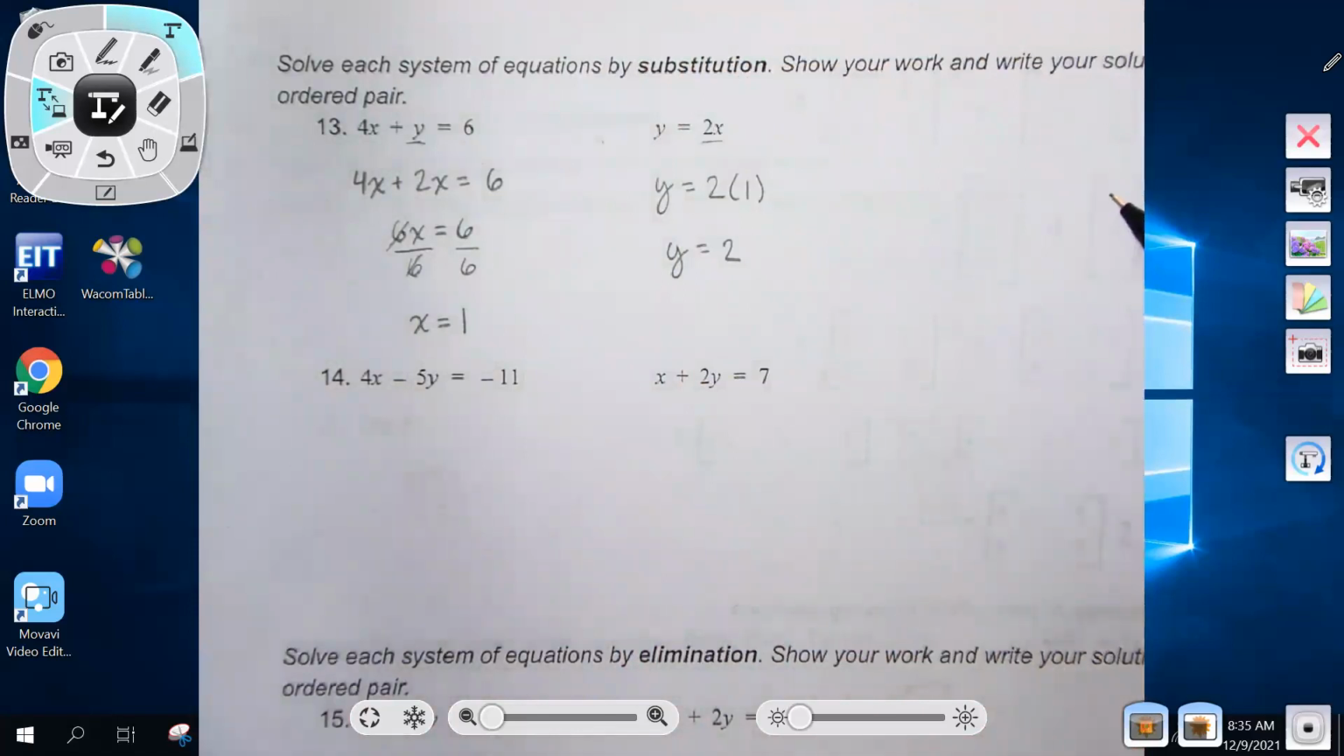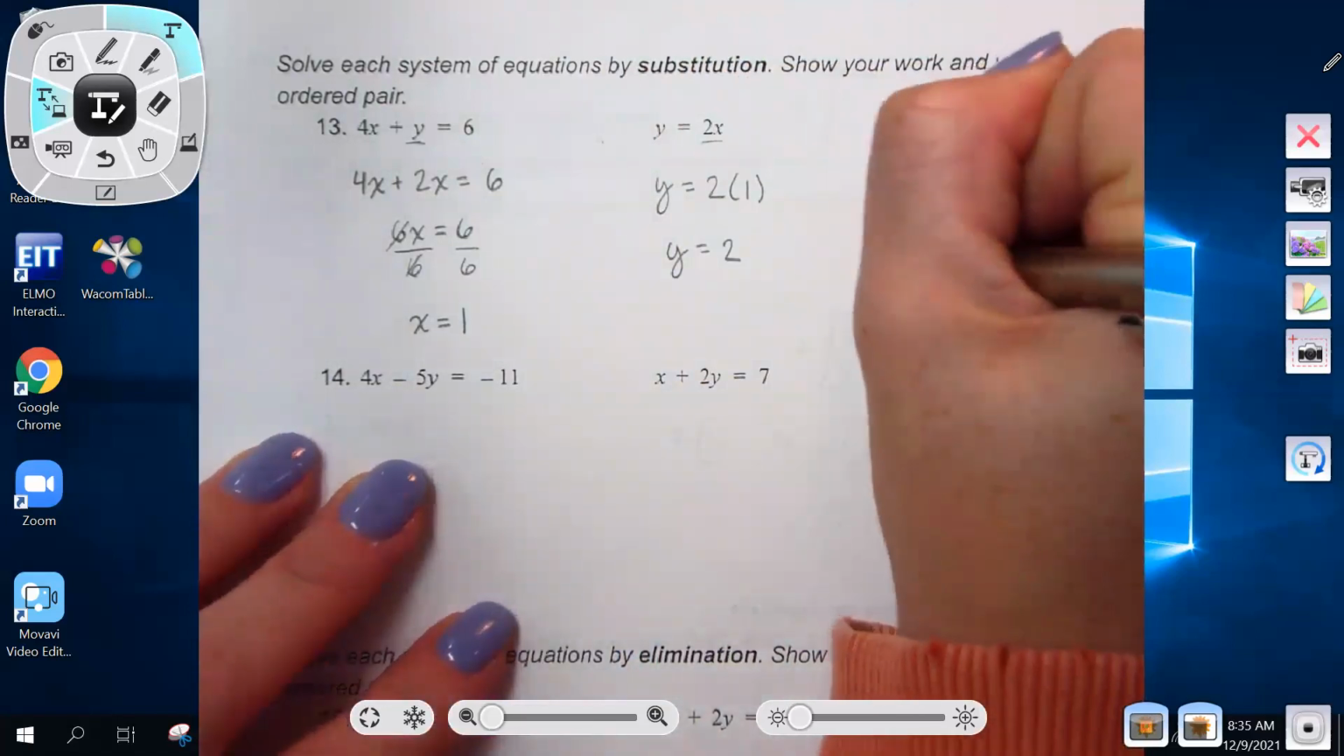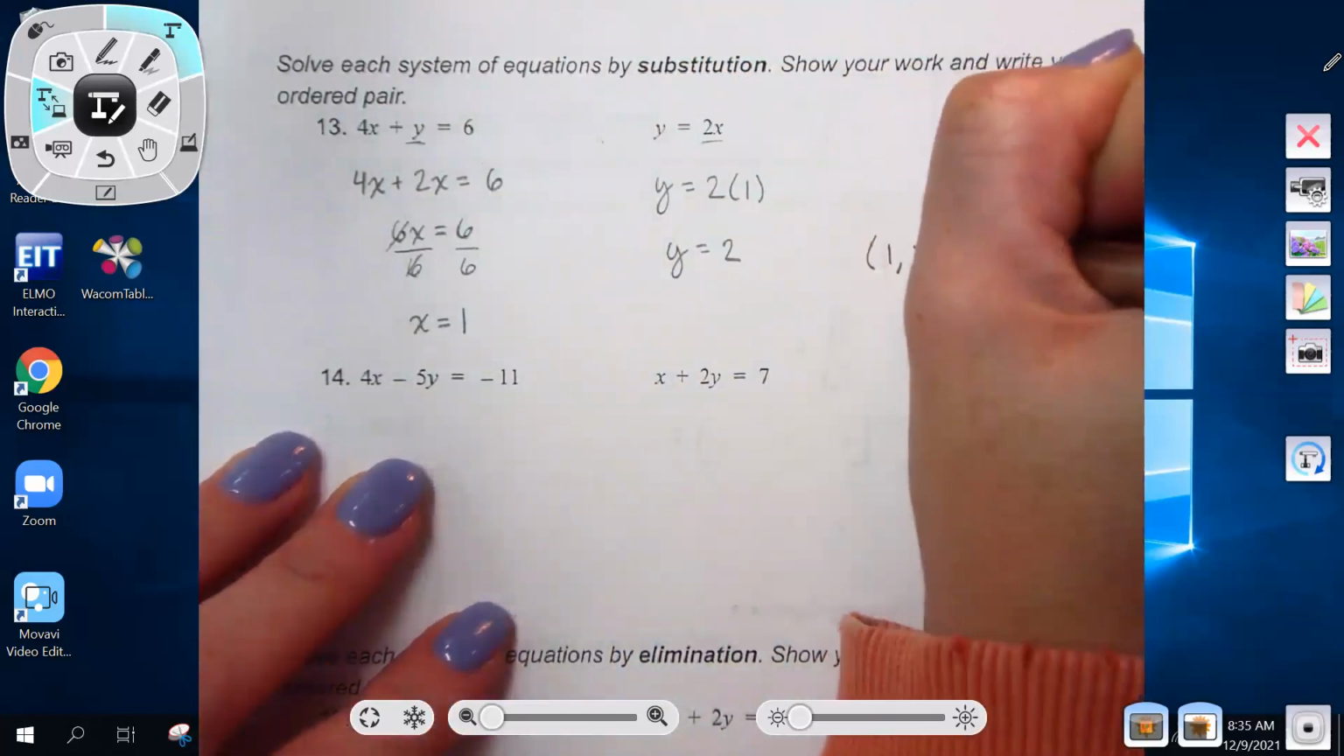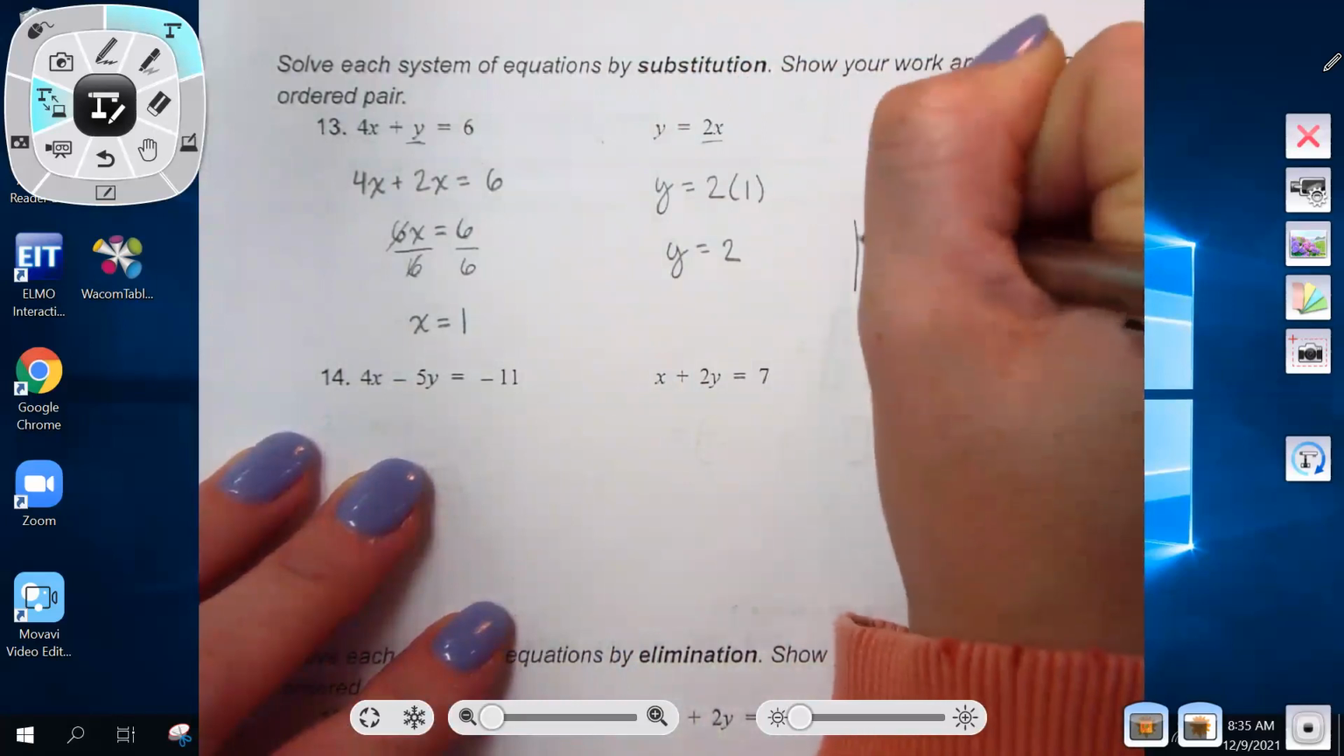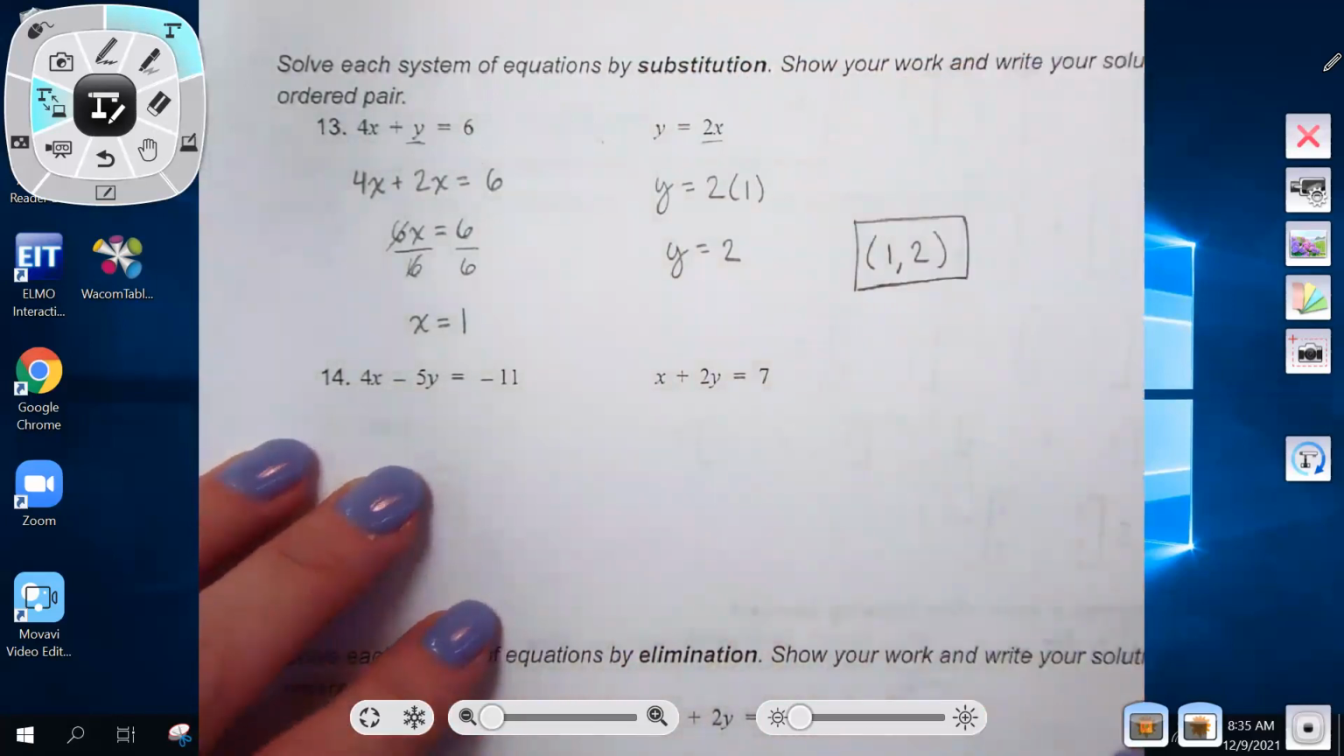Okay, the instructions asked us to write this solution as an ordered pair. So an ordered pair, the x value comes first, then y. There's our answer.